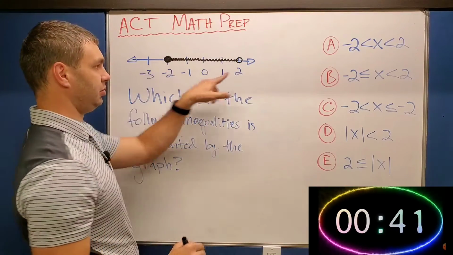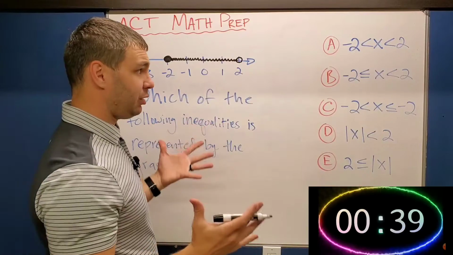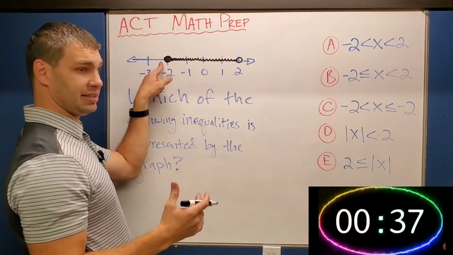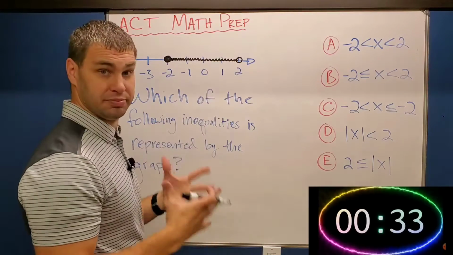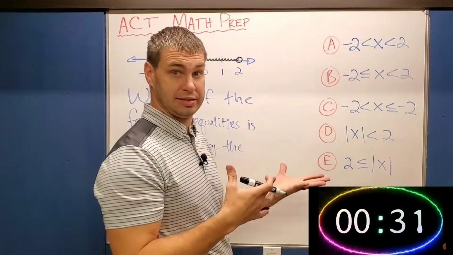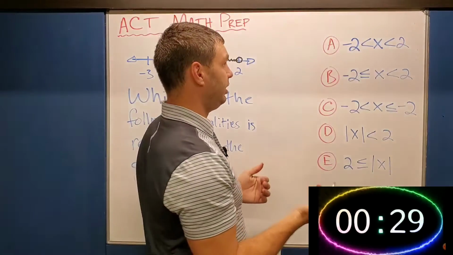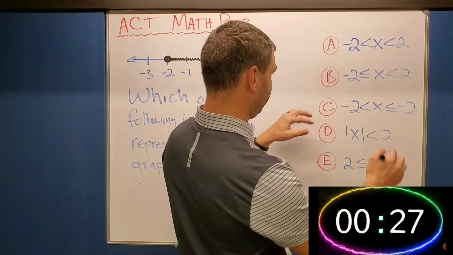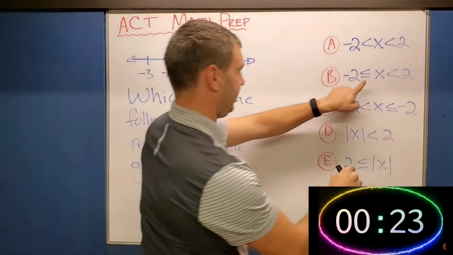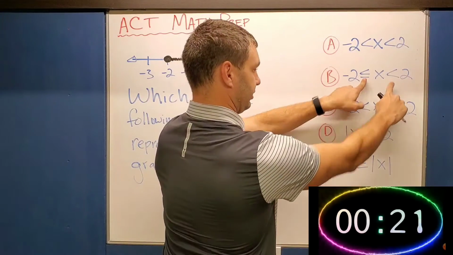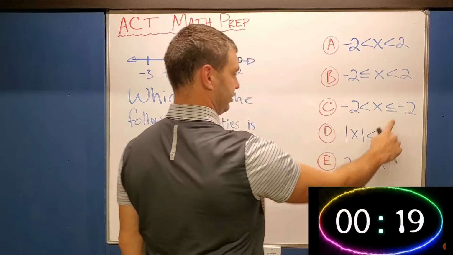When one is closed and one is open, I think we have to look for our signs. Remember, closed gets an equal to sign with it. This one's just going to have either a greater than or a less than, but not the equal to. And so I think we can narrow it down to either be B or C, right? Because this one has a less than or equal to and a less than, and this one has a less than and a less than or equal to.